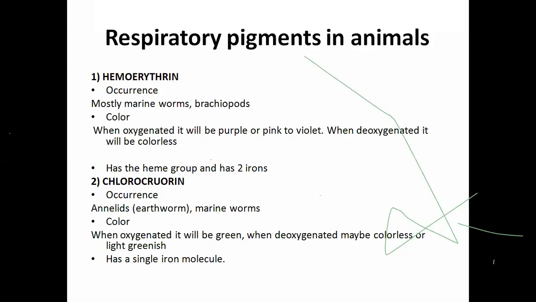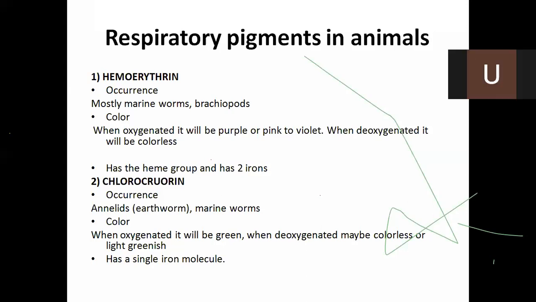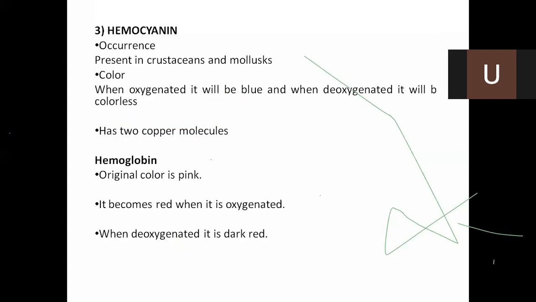Now another respiratory pigment, in these organisms which are mostly invertebrates, is chlorocruorin. It is present in annelids, like earthworms, and other marine worms. When they are oxygenated, the color will be green, and when deoxygenated, they may be colorless or light greenish. Some books write colorless, some books write light greenish. So that means they could be colorless or light greenish in color. It has a single iron molecule.